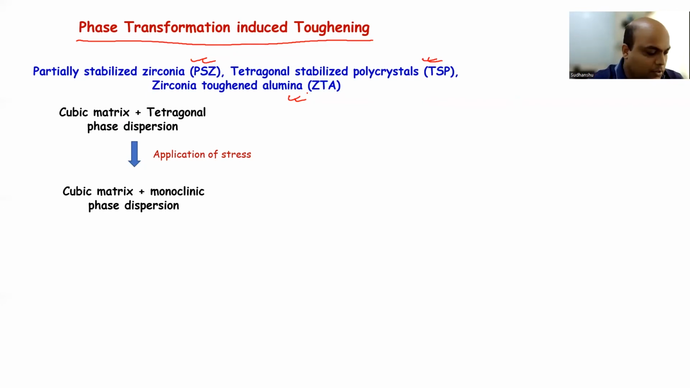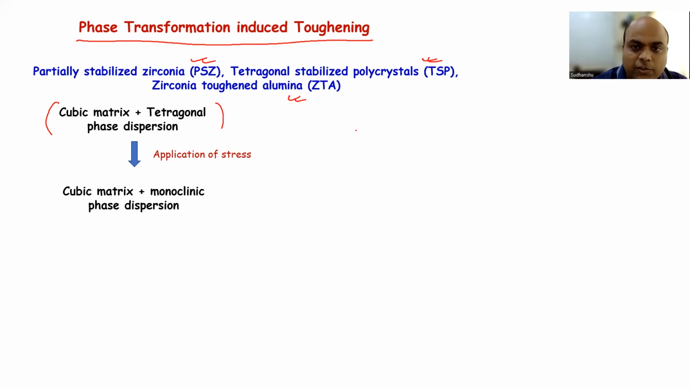Okay. So let's talk about partially stabilized zirconia. Here I have mentioned cubic matrix plus tetragonal phase dispersion, right? So if you have partially stabilized zirconia, you are going to see at room temperature a cubic matrix and tetragonal phase. And when you apply stress, this tetragonal phase is going to convert to monoclinic phase, which will lead to an increase in volume, or locally there will be dilation. And that will lead to compressive stress in the wake of the crack. Okay, I will discuss it now in detail.